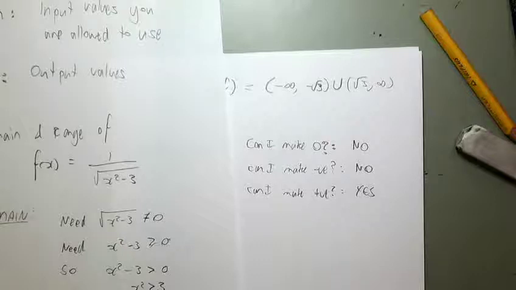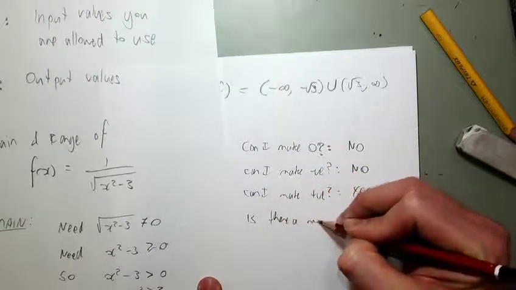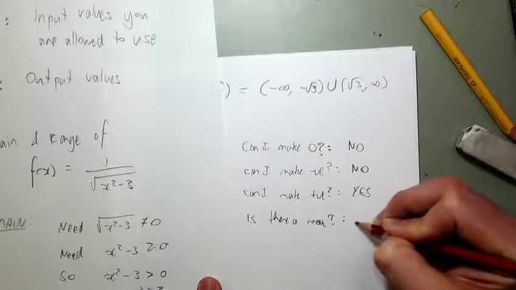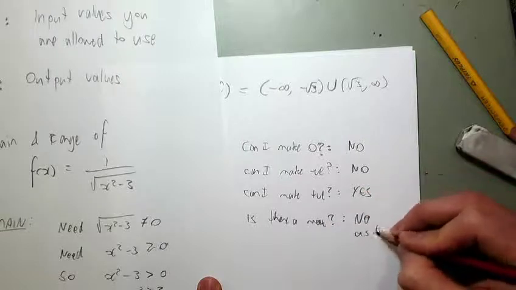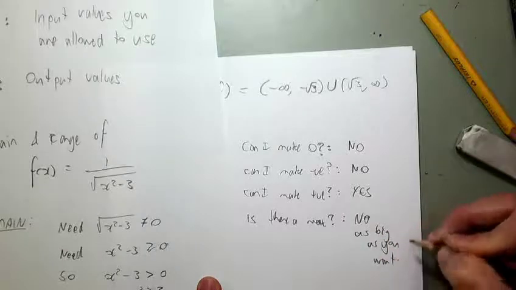Well, let me say, is there a maximum? Is there an upper limit to the size that this could possibly be? Got a couple of people saying no, and that's right. 1 over anything, as long as you're allowed to make that anything as small as you want, you could make the 1 over anything as big as you want. So there's no maximum. Nope, no maximum. As big as you want.